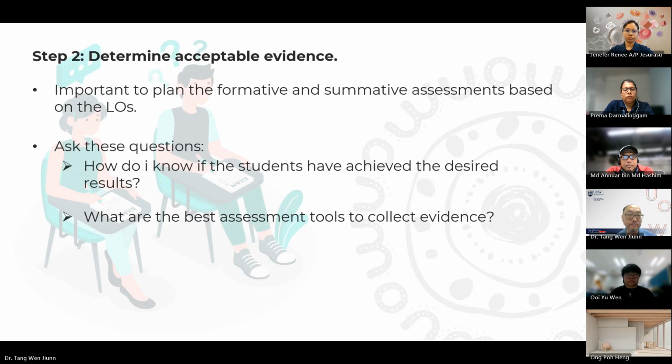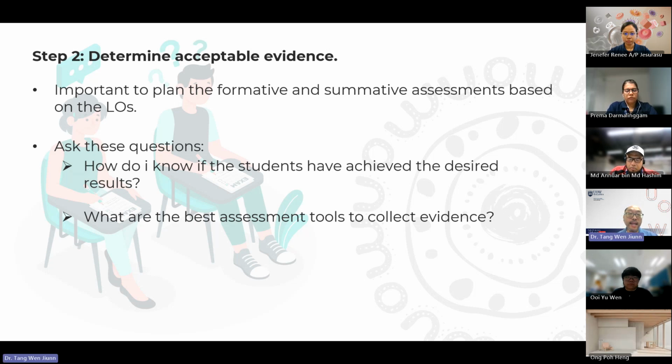Next, determine acceptable evidence. So now we already know what we want them to achieve. Then next is, how do we measure? Okay, how do we measure? So earlier on, we already have the LOs. Explain this, describe this, identify this. So now we have to come up with the mechanism to capture the evidence of learning. All right, so that will be the formative and summative assessment. Okay, we want to see whether or not they can demonstrate what we have informed them about the LOs.